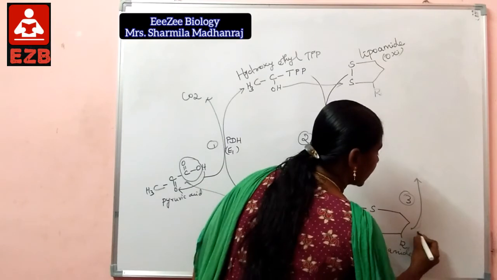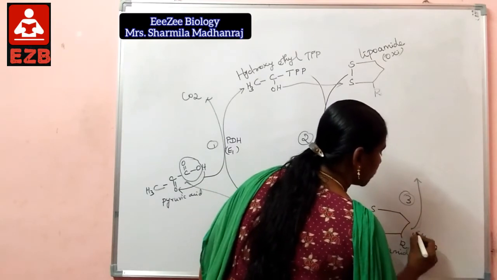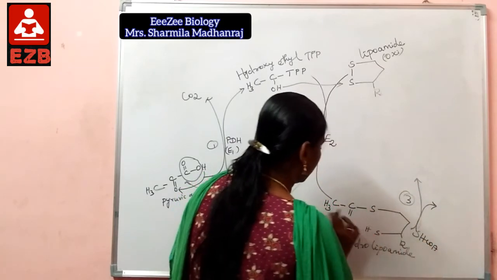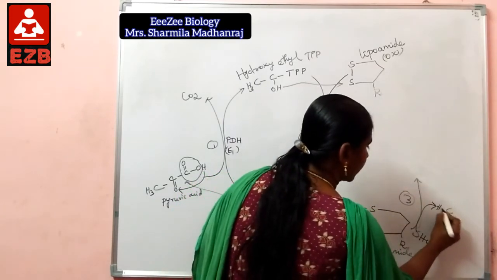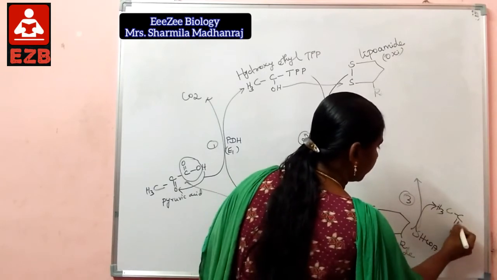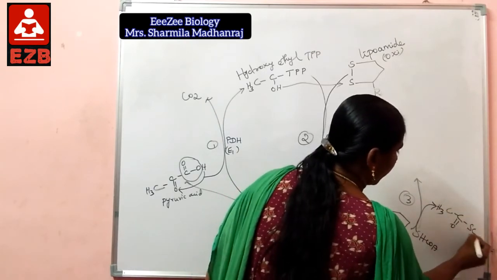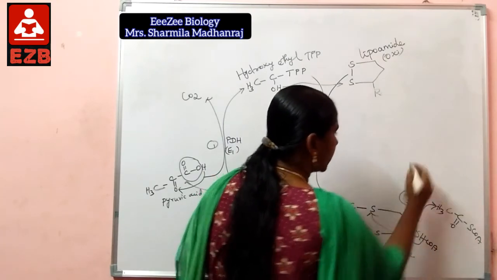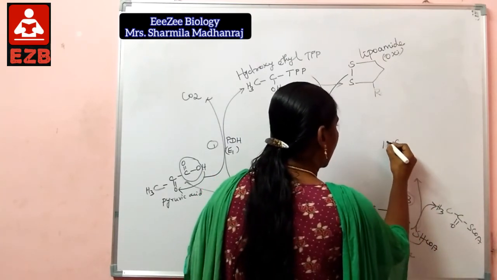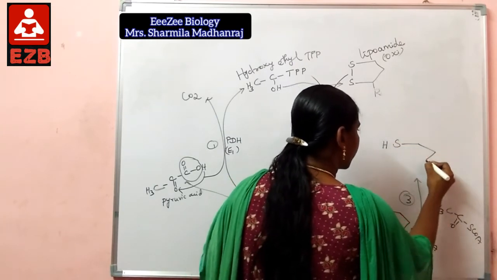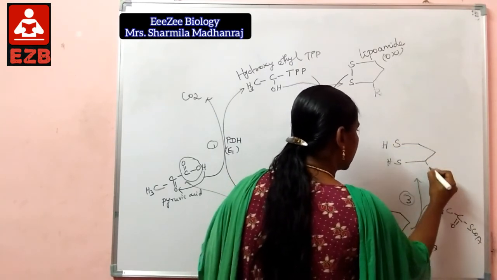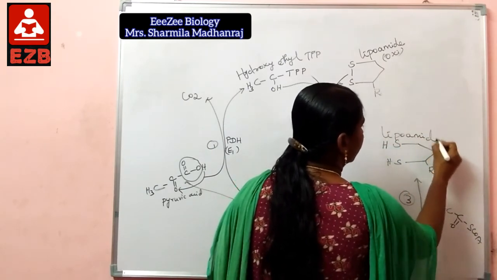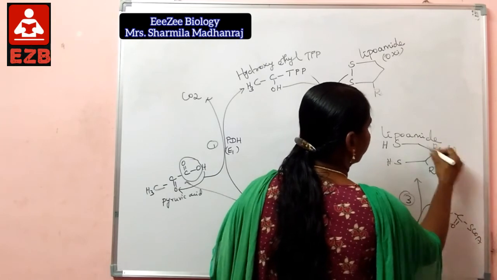In the third step, the coenzyme SH-CoA enters into this reaction and forms acetyl CoA. CH3, C double bond O, S-CoA. These hydrogen groups join to the sulfur. So the SH groups, that is a lipoamide. That is the reduced form.